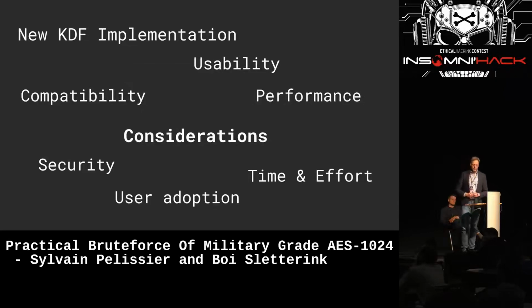Then we had to make a choice on what kind of key derivation function we were going to use. And there are several options, and Sylvain already mentioned them. And we looked at things like performance, security, the time and effort needed to implement the stuff, but also compatibility. We had to find a way for the new software to open the old vaults.